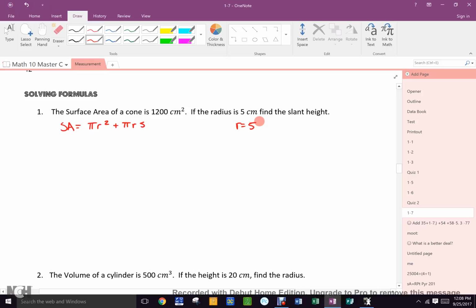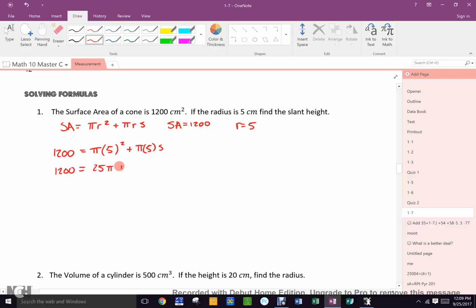Do I know any of the other variables, Aiden? The surface area is what? 1,200. So now, wherever I see SA, what am I allowed to write? 1,200 equals pi. Wherever I see r, what can I write? 5 squared plus pi 5s. Yes? Now, I can tidy this up some more. 1,200 equals, what's 5 squared?